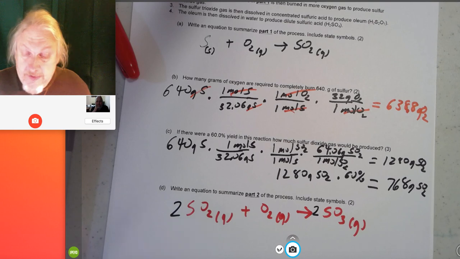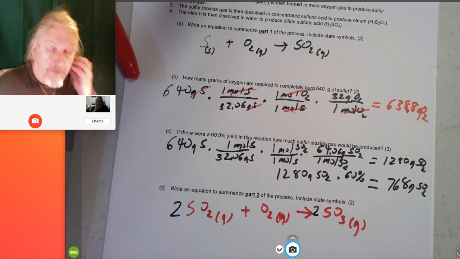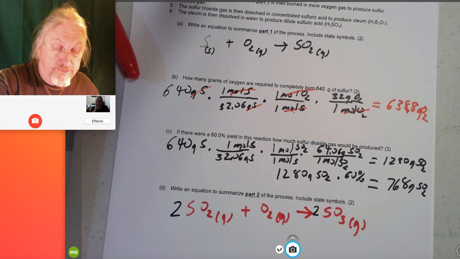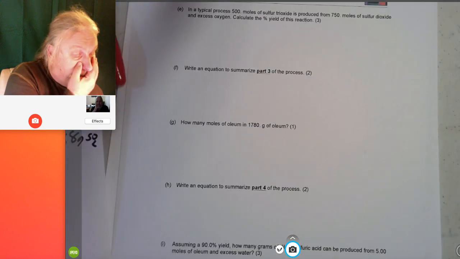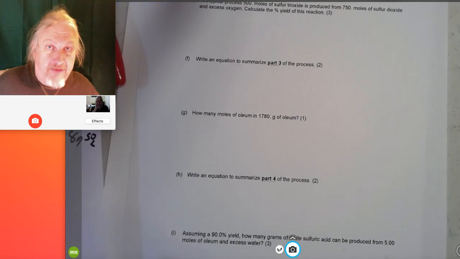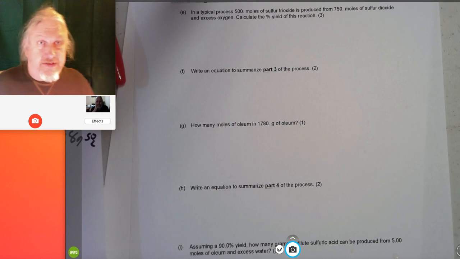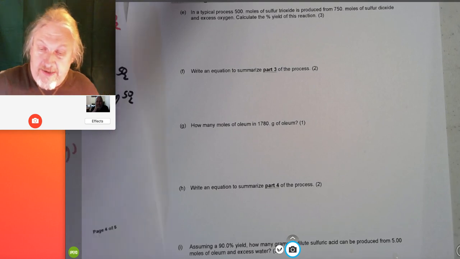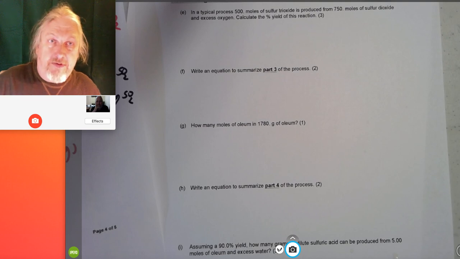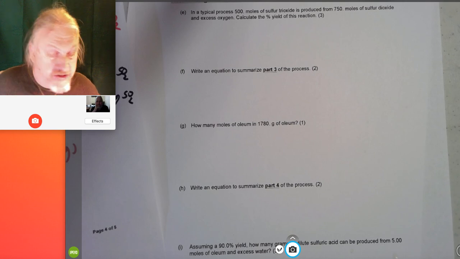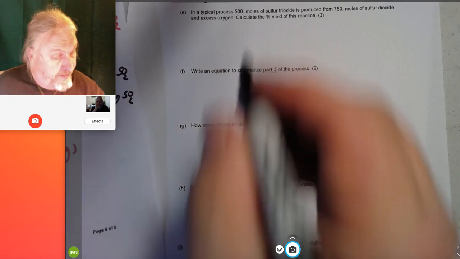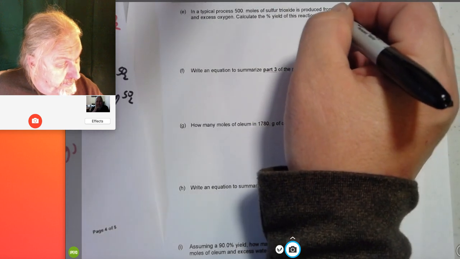We'll keep this to the side right here. We'll come back. In a typical process, 500 moles of sulfur trioxide is produced from 750 moles of sulfur dioxide and excess oxygen. So calculate the percent yield. We need to figure out how much we're supposed to get, and we'll need the other sheet for that. That's what it's supposed to get, and this is for sulfur dioxide. So we need to calculate how much sulfur trioxide we are actually supposed to get.